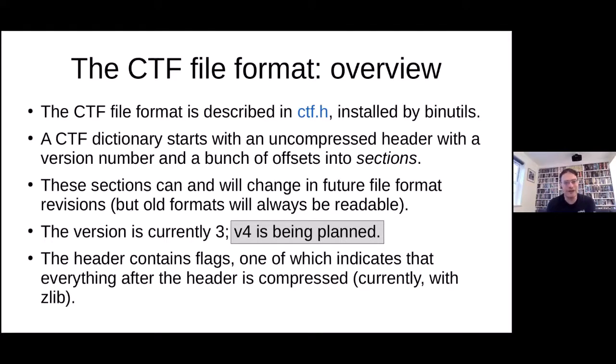They are changeable. We always guarantee that we can read old formats, but we might bump the file format version occasionally to increase compactness or add support for new languages or something like that, because this may not always be C only. The version is 3 at the moment. We can still read 2 and 1. 1 is basically the same CTF that Solaris used, but not quite. I do plan to add support for reading those. V4 is being planned. All the planning for V4 will be included in boxes like this one. I'm going to have hints about what that is throughout the talk.